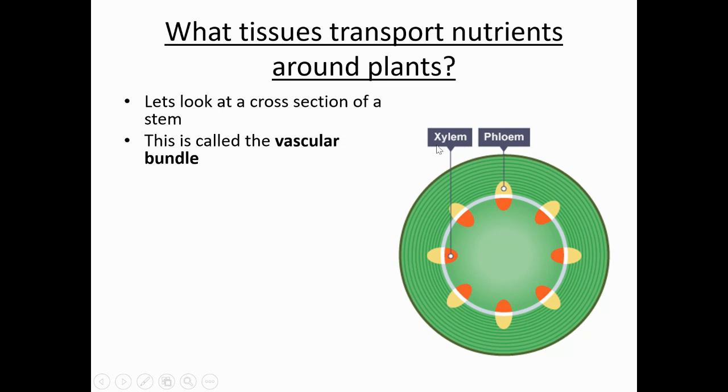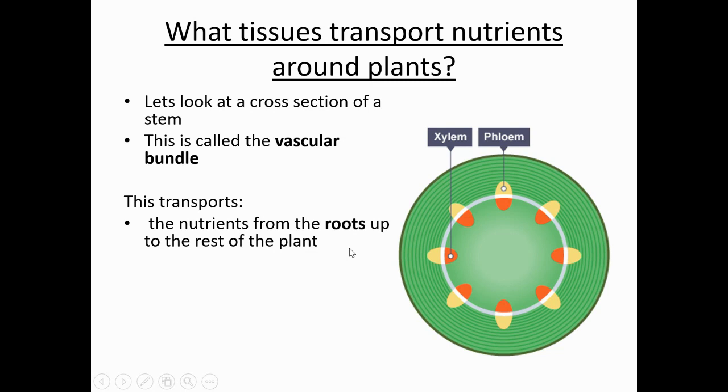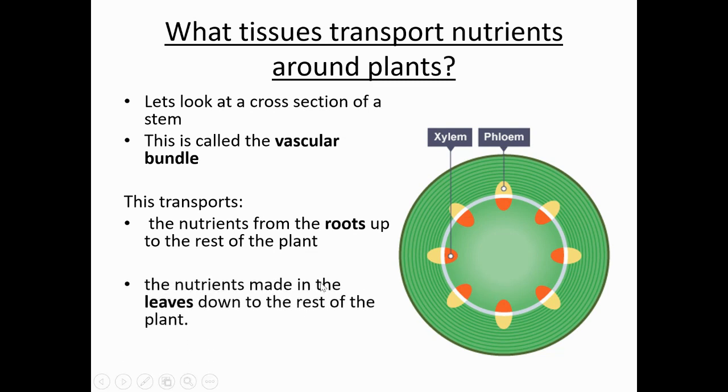We talked about xylem before. Some of you will remember that xylem is for transporting water up and down the plant. Phloem has got a similar job, as it is also transporting stuff up and down the plant, but it is for transporting sugars. Okay, this transports the nutrients from the roots up to the rest of the plant. So that would be the xylem we saw yesterday. And the nutrients made in the leaves go down to the rest of the plant. So the phloem are how the plant transports the sugars and whatnot that's produced in the leaves.